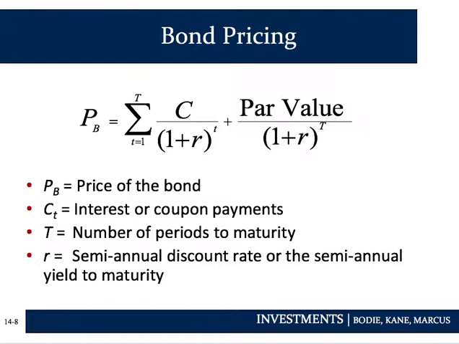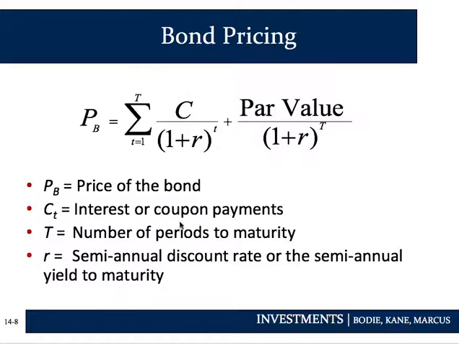Talk a little bit about bond pricing. Now, you've been through this in corporate finance, so we will just go through this briefly. We know that the price of a bond is the PB, and that is the sum of the interest or coupon payments, that's C, discounted back, and number of periods, which is T, and the semi-annual discount rate or the semi-annual yield to maturity, which is R.